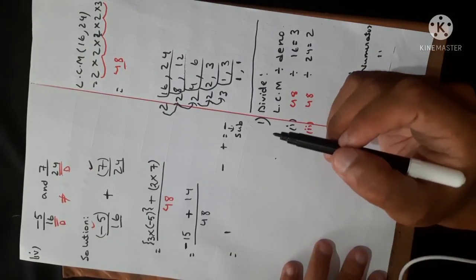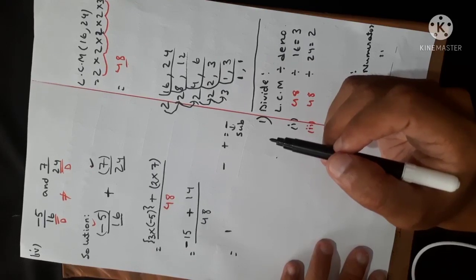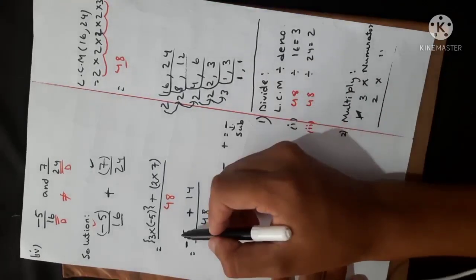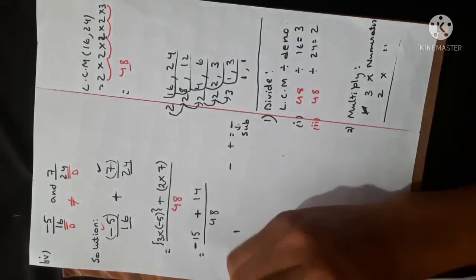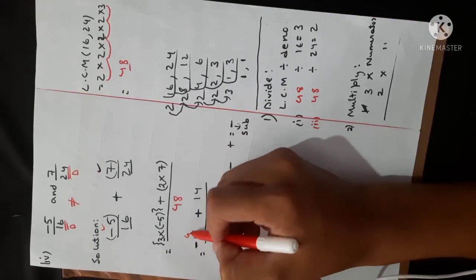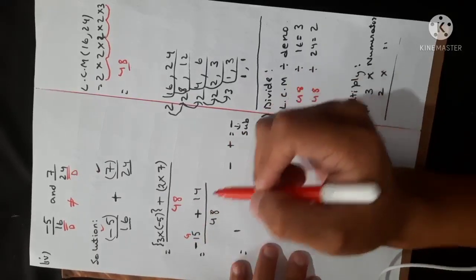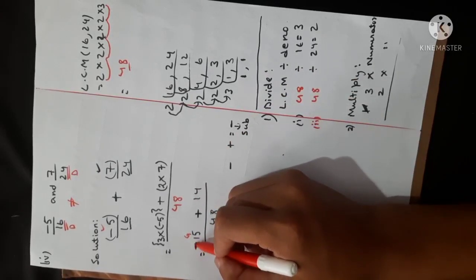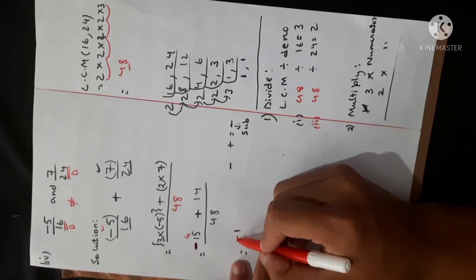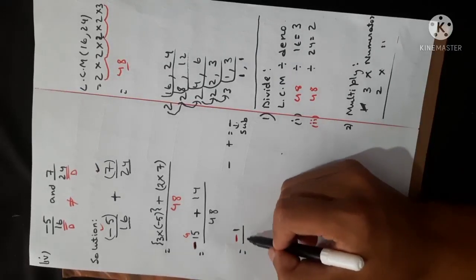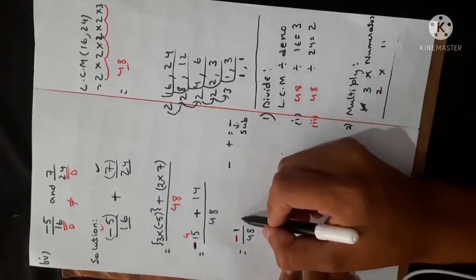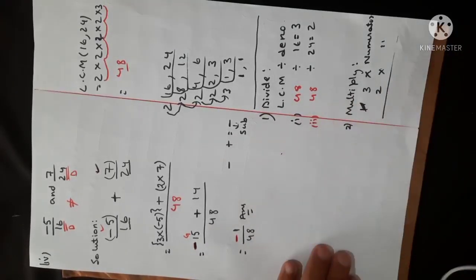And what sign should we put? Remember, we always put the sign of the greater number. Here, which is greater, 15 or 14? It is 15, isn't it? 15 is greater than 14. And what is the sign of 15? It is this minus right here. So we write minus 1 divided by 48. And this is the answer.